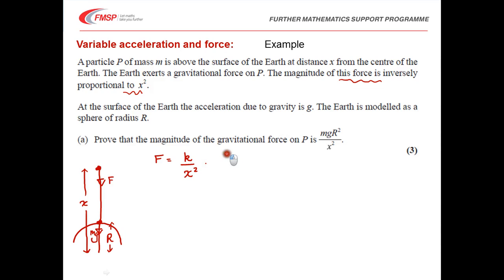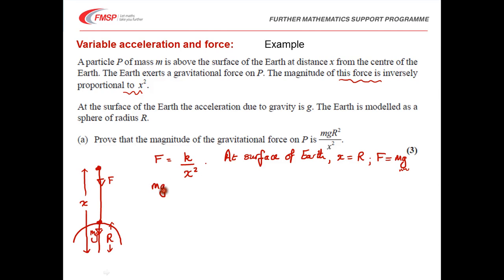We can then use our base case, but tell the examiner that's what you're doing. So at the surface of the Earth, you know that x equals r, the radius of the Earth. You also know that at the surface of the Earth F equals mg, because that's the weight of the particle on the surface of the Earth. Only on the surface of the Earth. That gravitational acceleration will change as it moves away from the surface of the Earth. But we do know that base case, that when x equals r, our gravitational force equals mg.